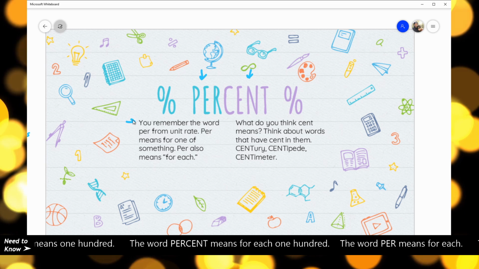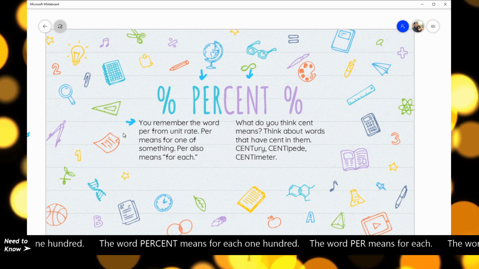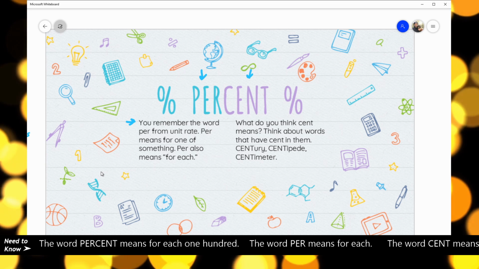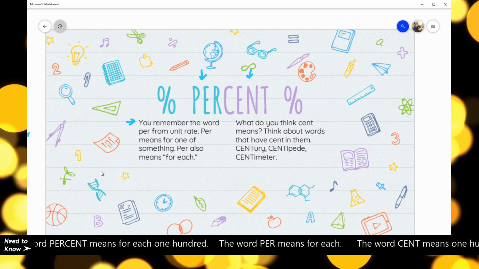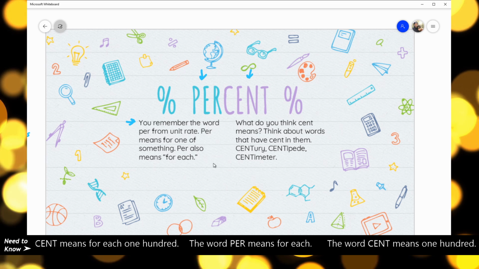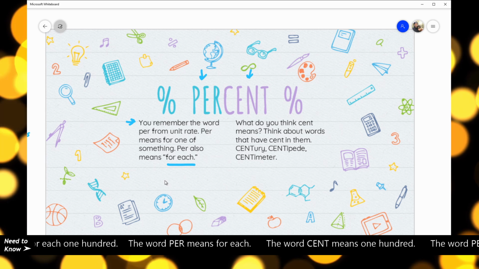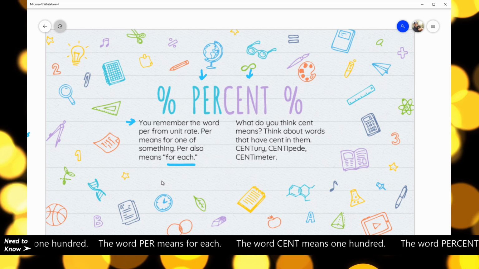Now you should remember the word per from last chapter, from unit rate. Remember we use per to mean one of something, like miles per hour. That would be how many miles in 1 hour. Per also means this phrase for each. So if I say miles per hour, that would be miles for each hour.